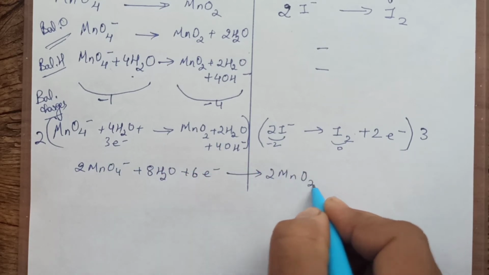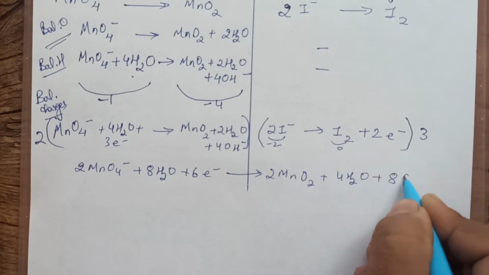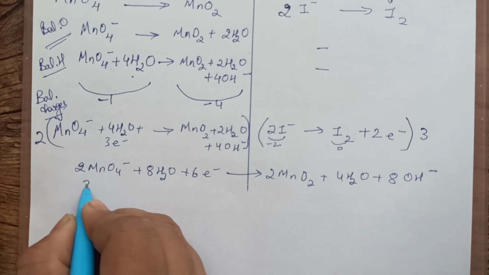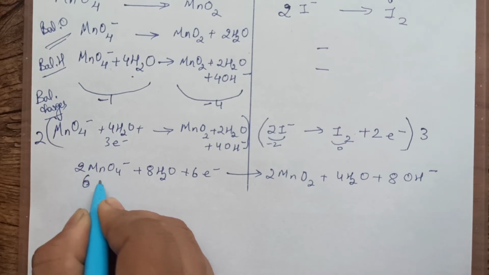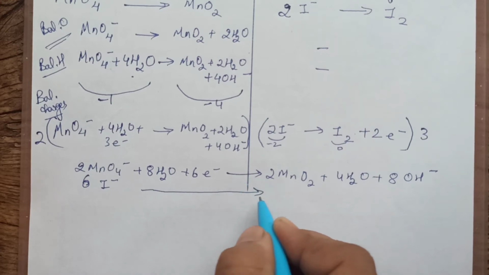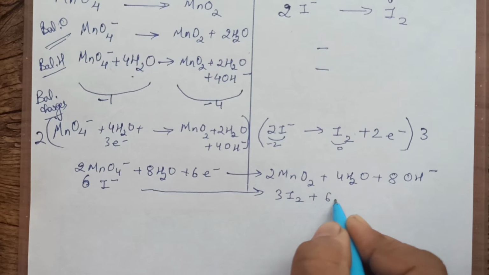2 MnO2 plus you have 4 water molecules plus you will have 8 OH minus. Right hand side I am going to multiply with 3, so it will be now 6. 6I minus will form, I am writing arrows together. So it will be 3I2 plus 6 electrons.